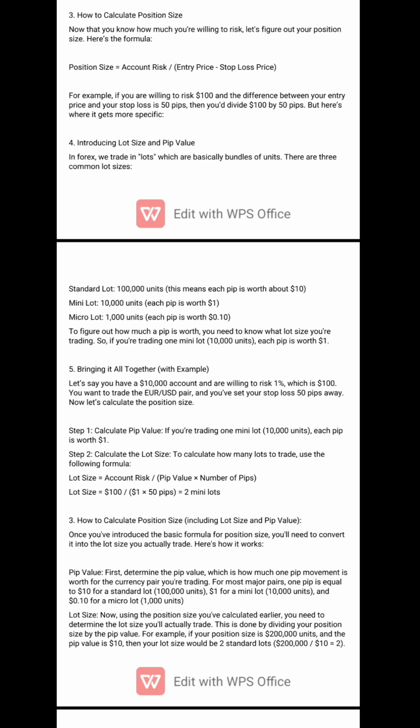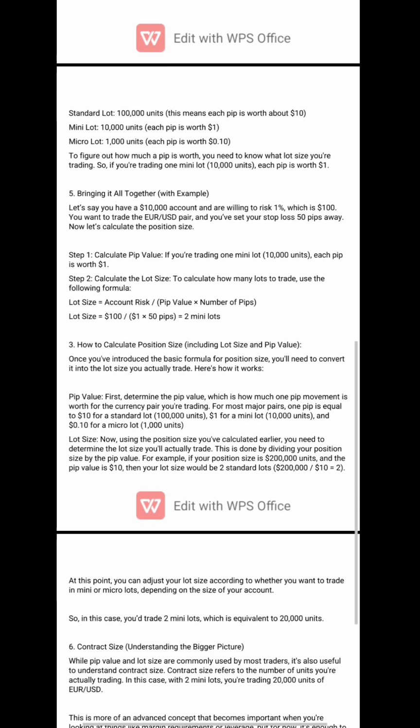So in Forex, we trade in lots, which are basically bundles of units. Like we said, there are 3 common lot sizes. We have the standard lot. The standard lot is 100,000 units. So for every standard lot, how much does it cost in a particular currency? Typically it's around $10 for the general pairs, but sometimes on JPY pairs, it differs. We'll do the calculation.